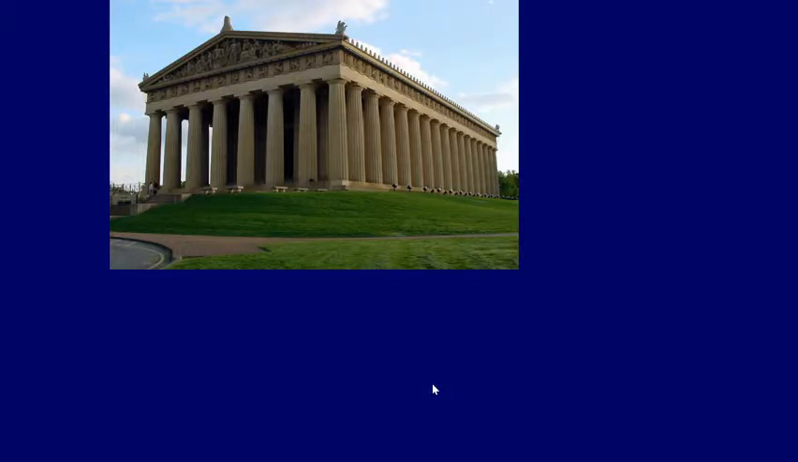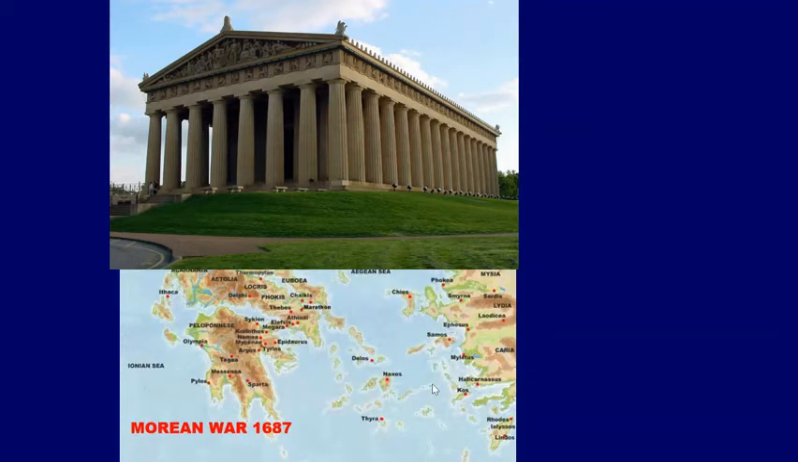This right here is an exact copy of the building, what it would have looked like 2,000 years ago, and this is in Nashville, Tennessee. So if you can't afford to go all the way over to Greece to visit the Parthenon, you can at least afford to go to Nashville, Tennessee, and see it there.